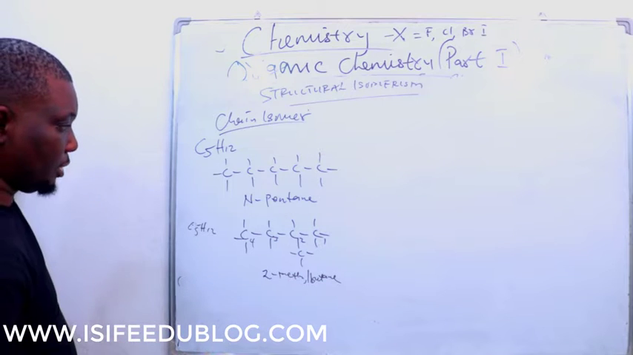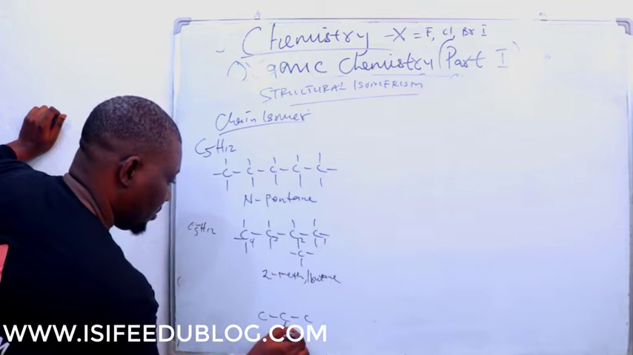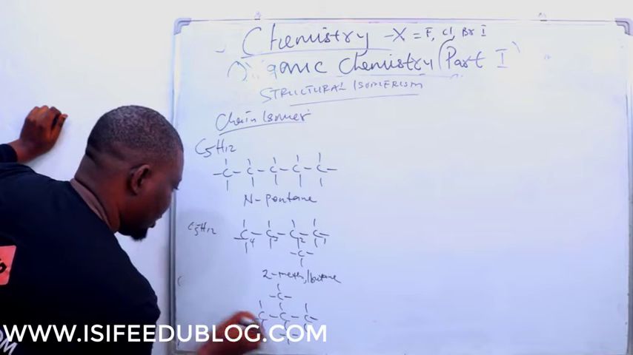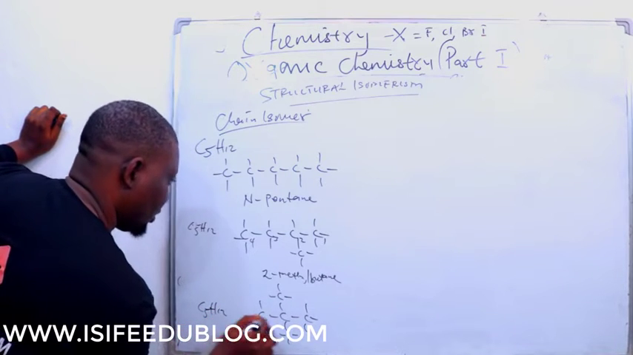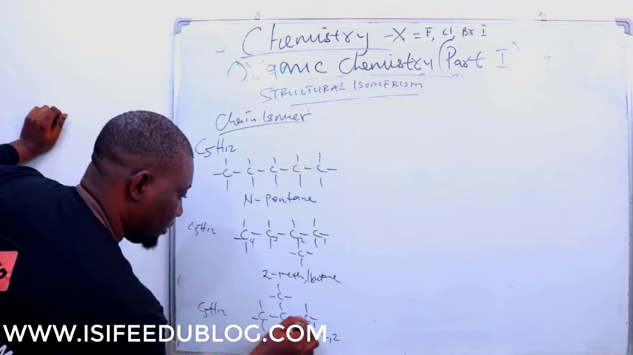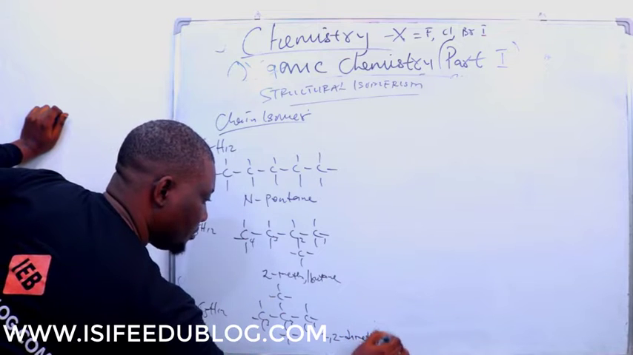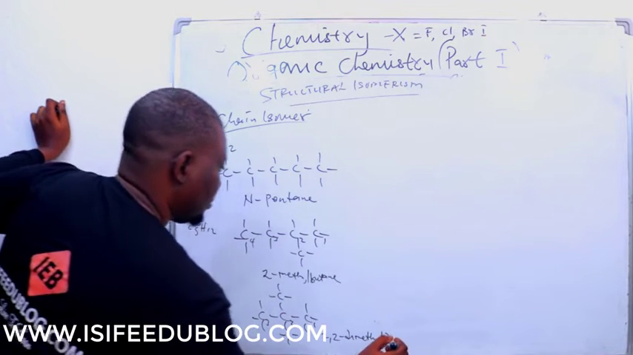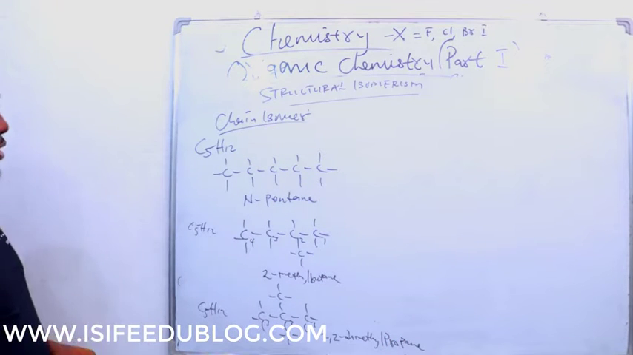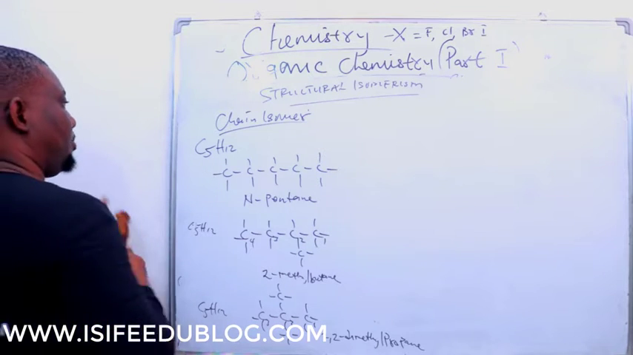Now in the next case, I can have the chain cut into 3, so maybe the 4th one here and the 5th one here. I have the same number of carbon atoms and hydrogen atoms. So what is this? Because the methyls are in position 2, 1, 2, 3, this is 2,2-dimethylpropane.